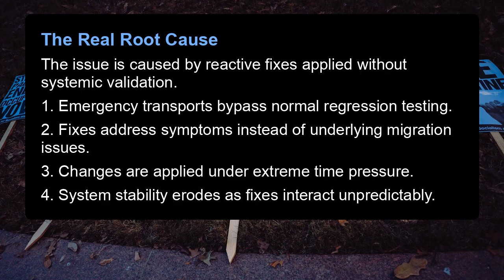The real root cause. The issue is caused by reactive fixes applied without systemic validation. 1. Emergency transports bypass normal regression testing. 2. Fixes address symptoms instead of underlying migration issues. 3. Changes are applied under extreme time pressure. 4. System stability erodes as fixes interact unpredictably.